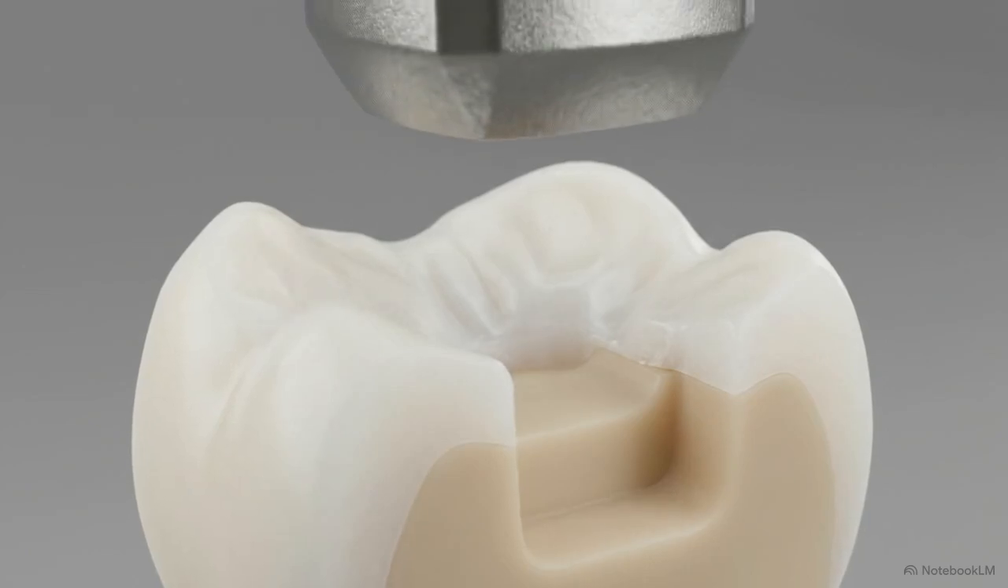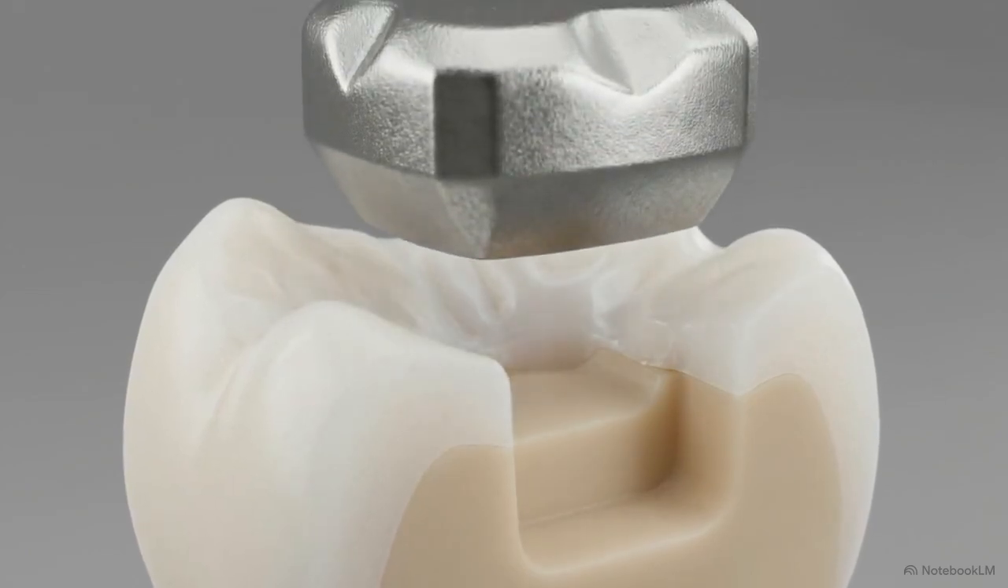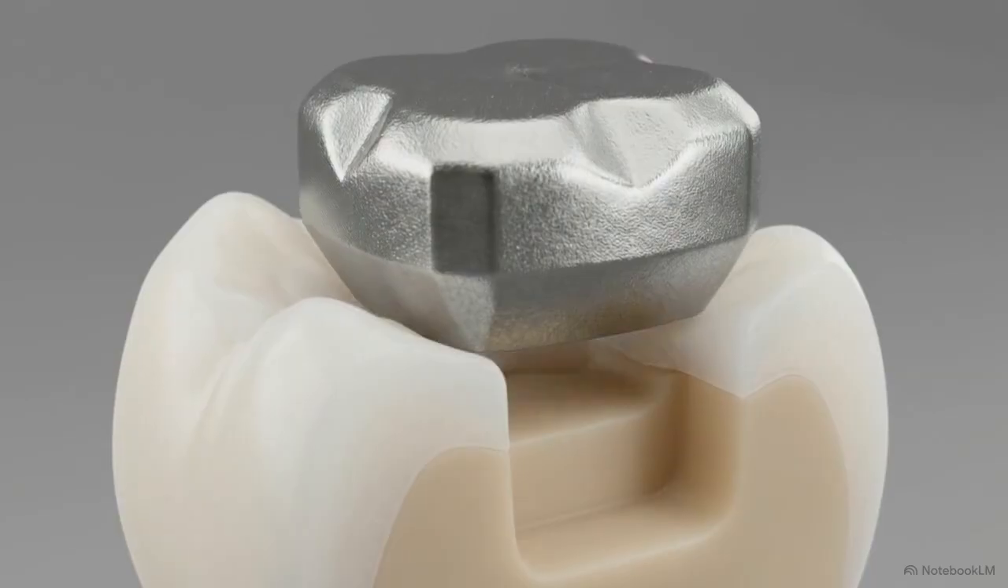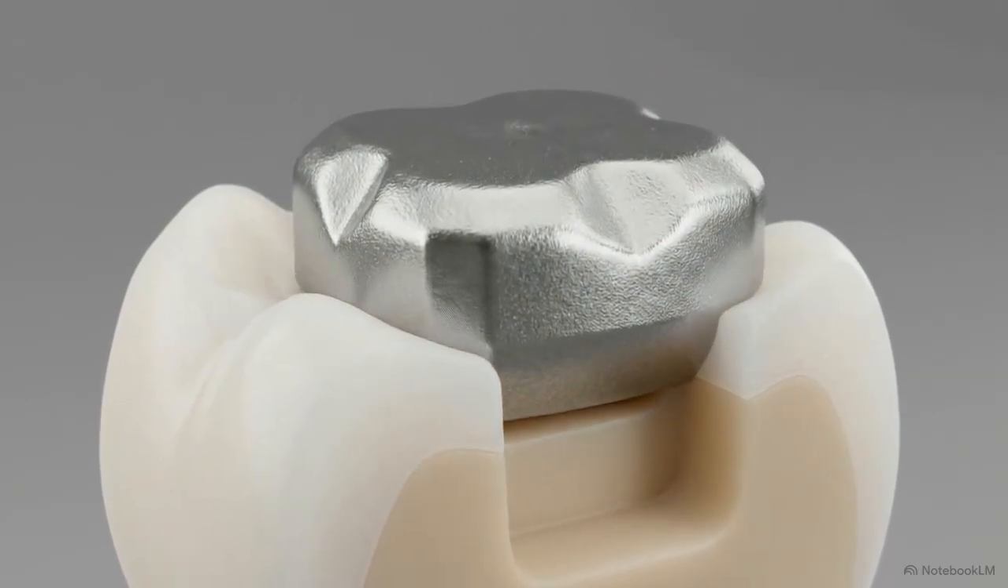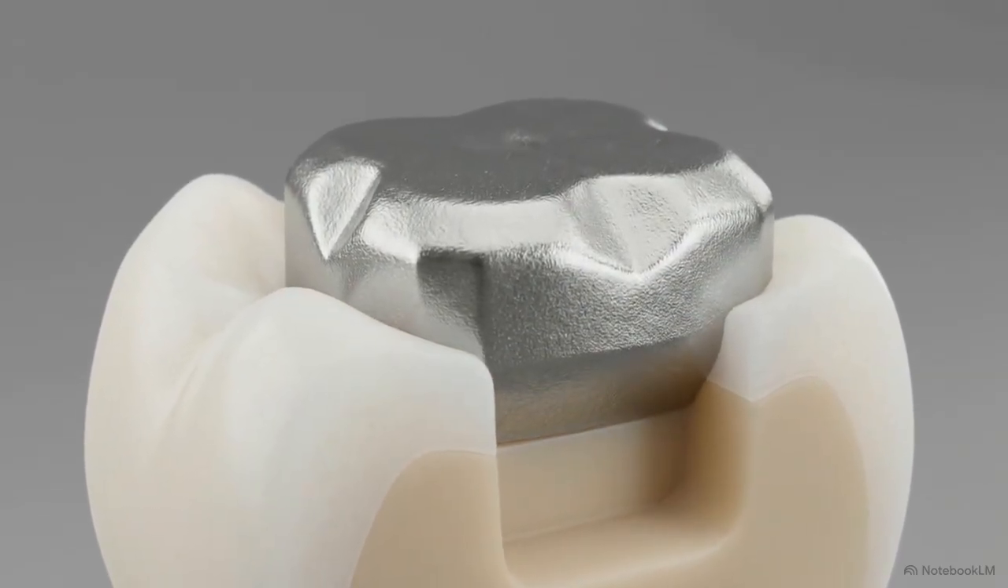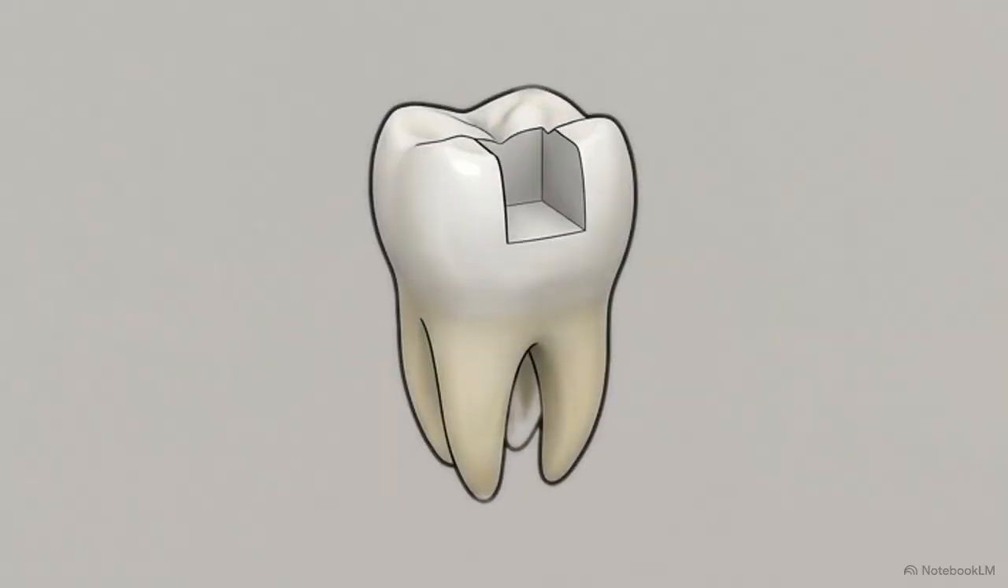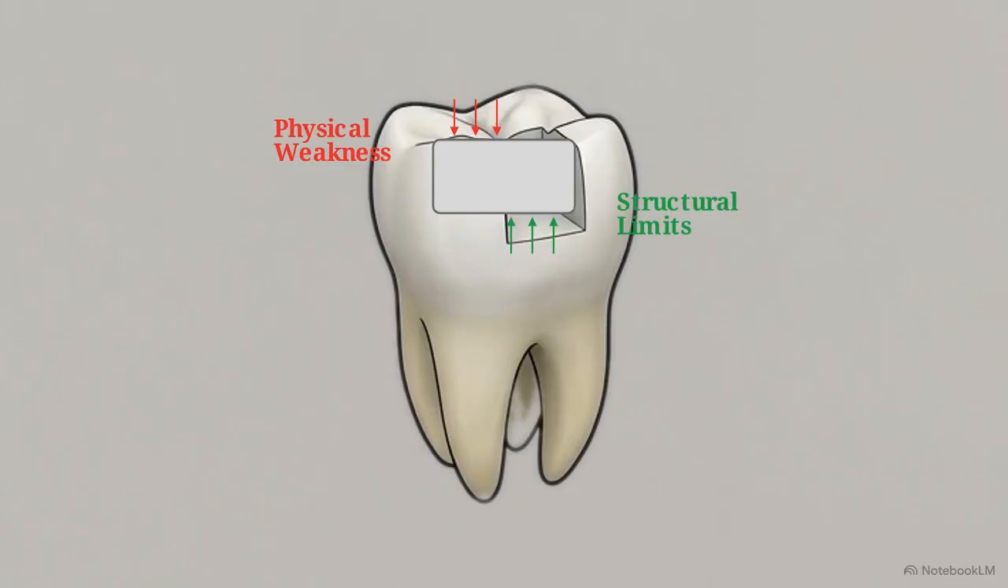A Class II cavity preparation is a strict microengineering problem. Amalgam is a heavy, brittle metal, and the host tooth is a living, complex structure. Every dimension cut into the dentin serves a specific purpose in balancing the physical weakness of the restorative material against the structural limits of the tooth.